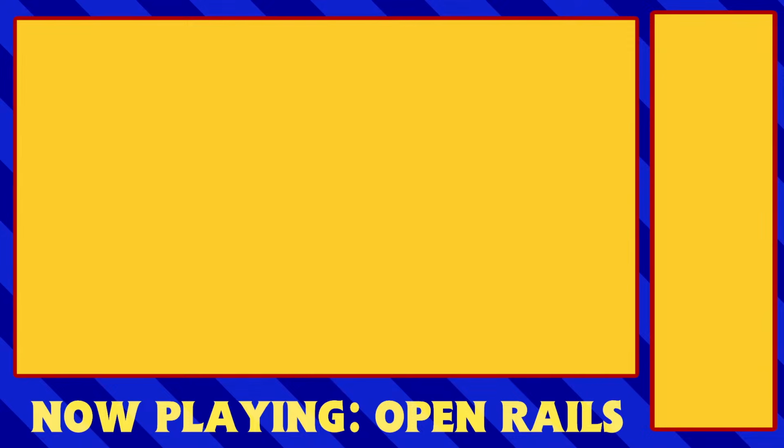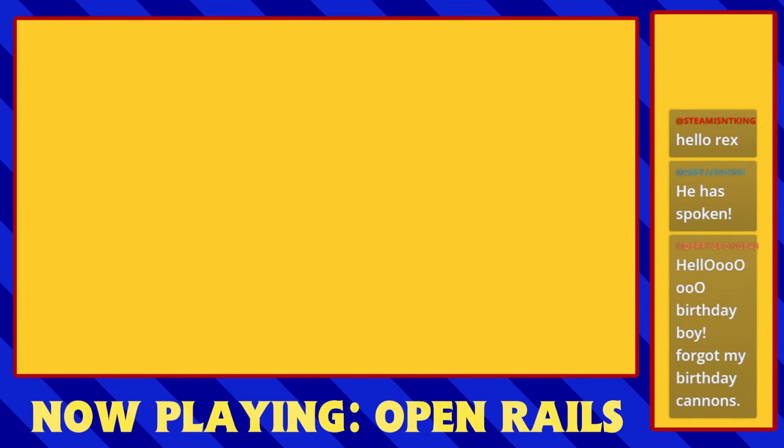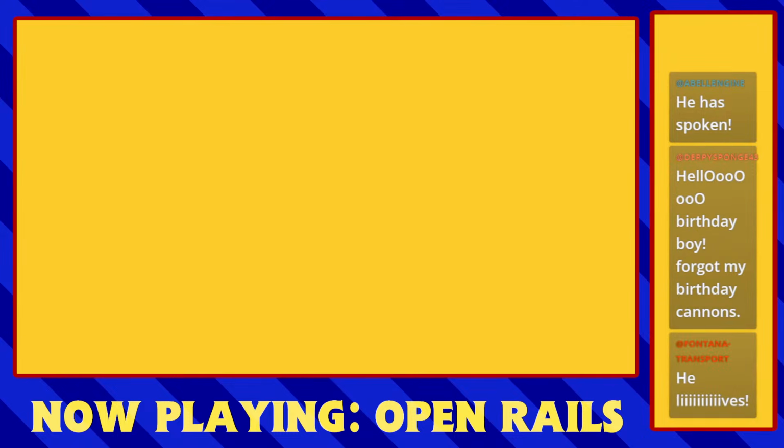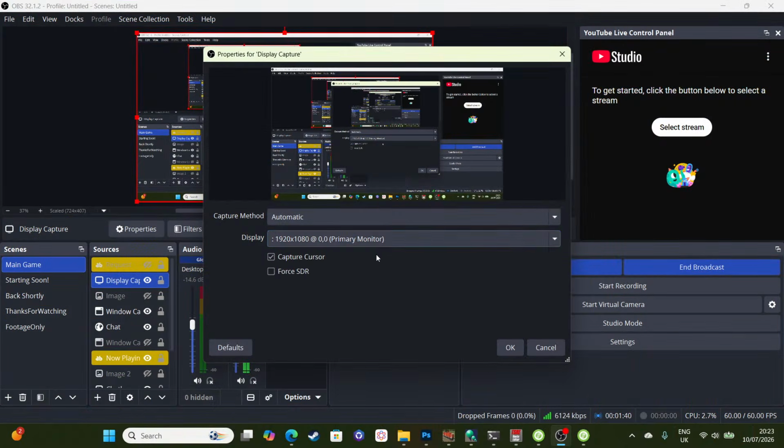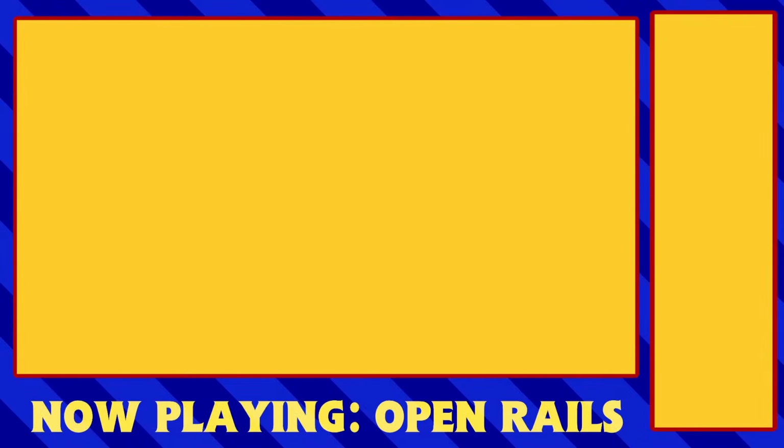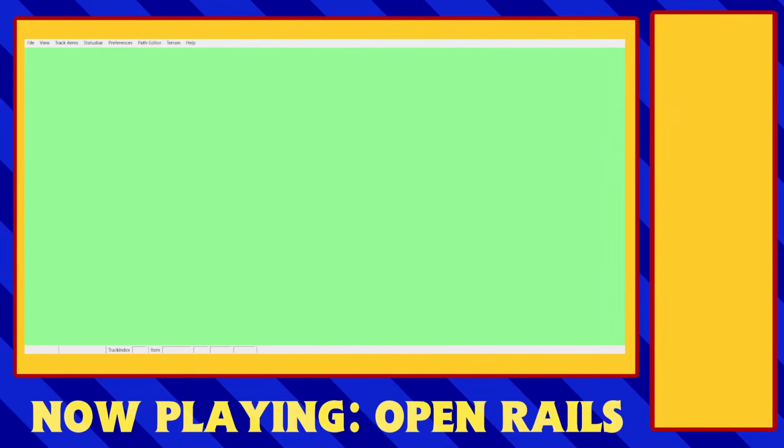If I load up the Open Rails timetable editor, actually no, not the timetable editor, because I think I'm going to need... I think at this point I've come to the conclusion that if I want to run a timetable with multiple trains running, I'm going to have to set my own path.